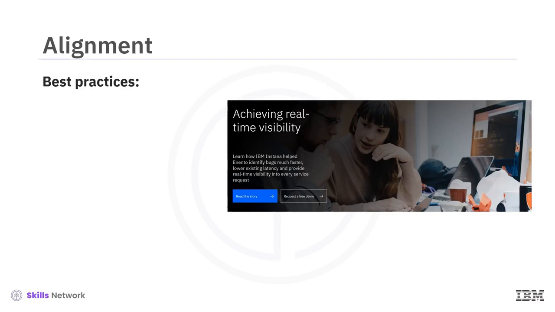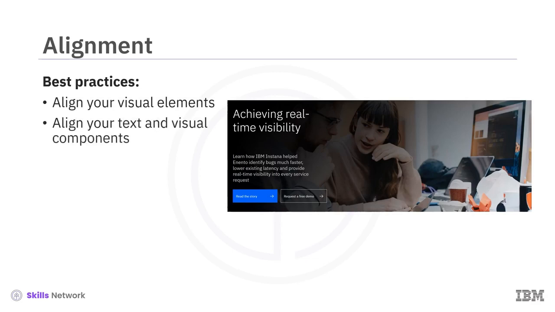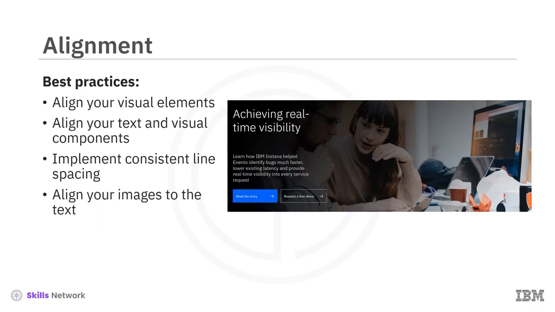Here are some best practices for alignment. Align your visual elements so they appear visually structured. Ensure you align your text and visual components horizontally and vertically. Implement consistent line spacing. Align your images to the text. Be aware of spacing and margins. Give breathing room to your design.